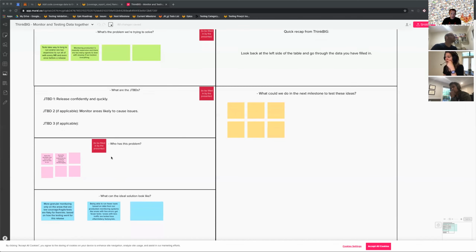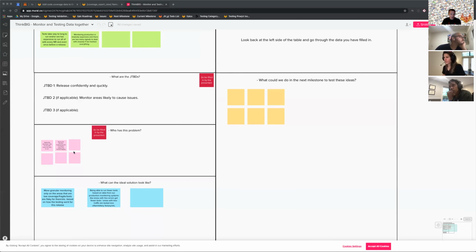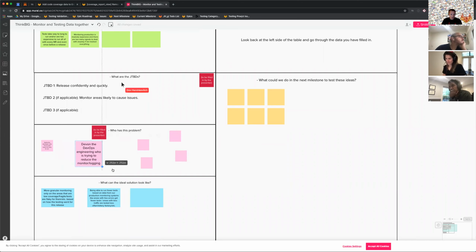So I think that we've kind of started to explore who has this problem. We've talked a lot about the developer and the DevOps personas. These are tiny. Hold on. These are giant on my screen, and I can't even read them. Are there other personas who we should include here who have this problem?